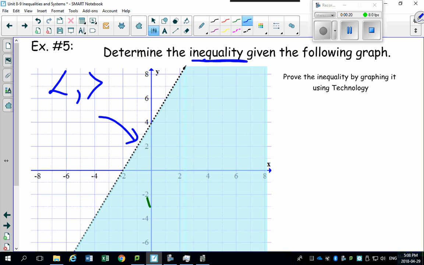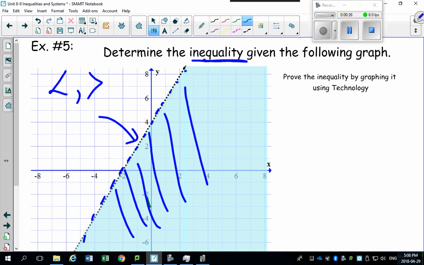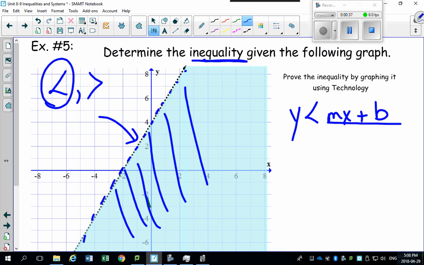Well, think about this. This is your fence. And if you think about it, you're below your fence. So if you're below your fence, you want all the values that are less than. Of course, you want your values of y to be smaller than whatever the equation of your fence is going to be. And you know your fence is a line, so guess what? mx plus b, baby. There it is.